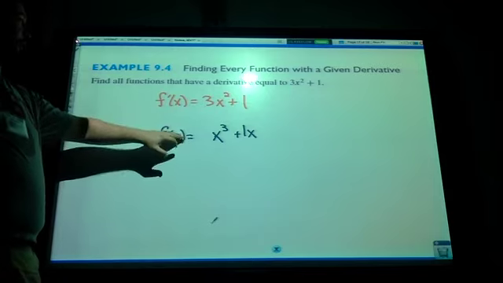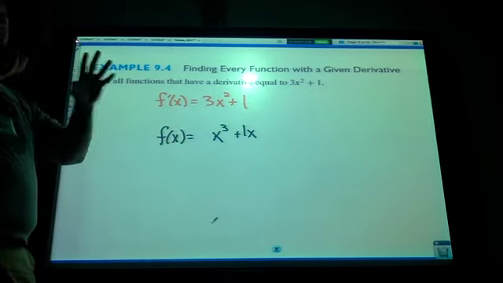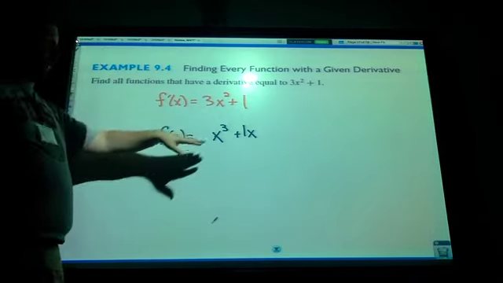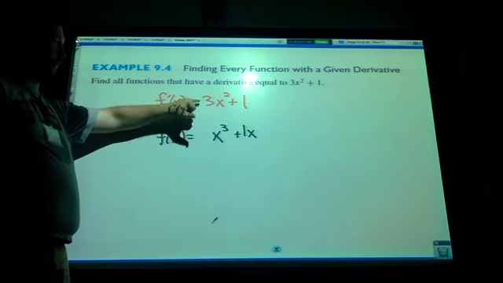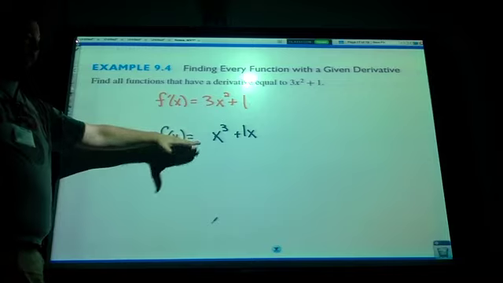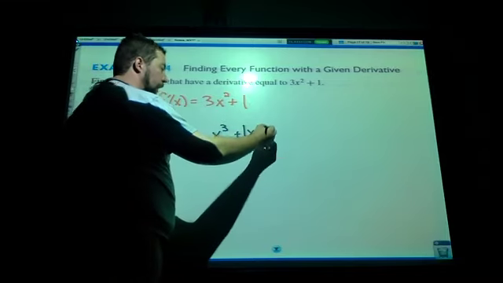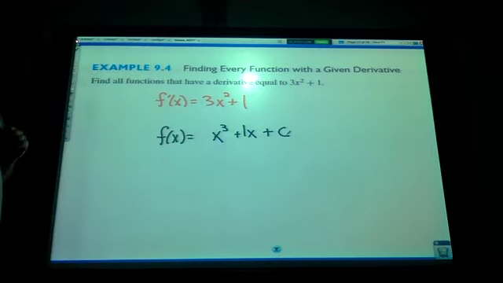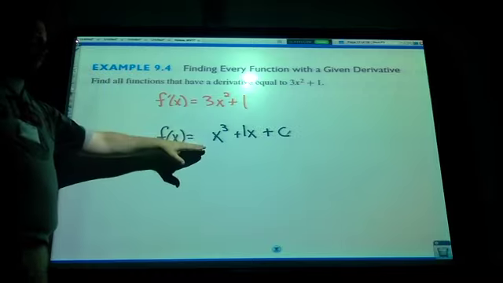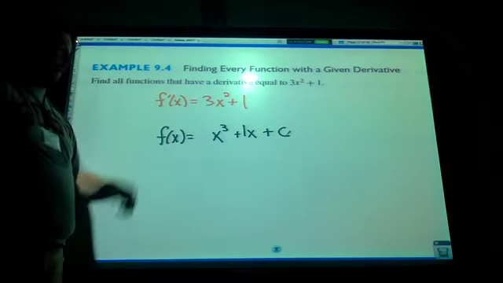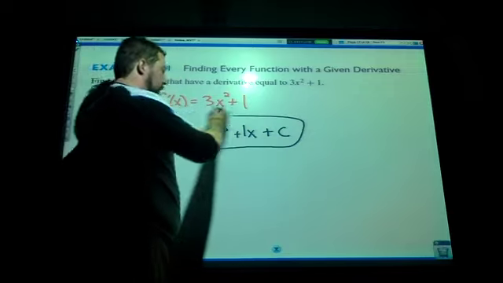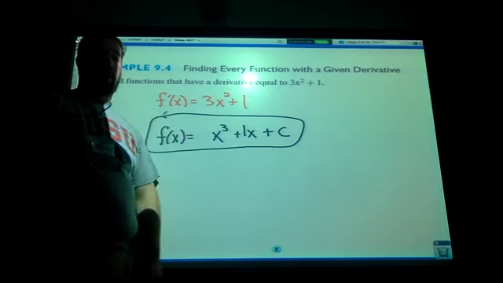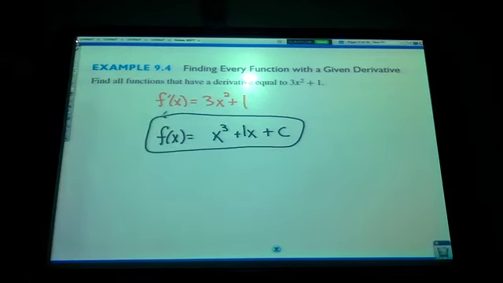So there's one function that has that derivative, but to find all of them, all we have to do is say, that corollary to that theorem says if this derivative comes from some function, it's going to be this function, but it also could have some random constant out at the end. So all we have to do is work backwards a little bit, find the function that did give me this derivative, and then add a c to it. Because when you take the derivative of a constant, it just goes away, so it would not show up in the derivative.